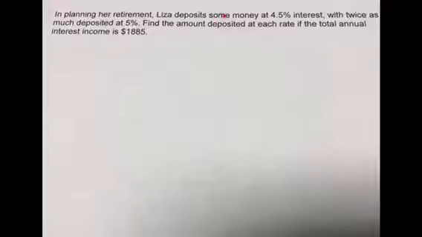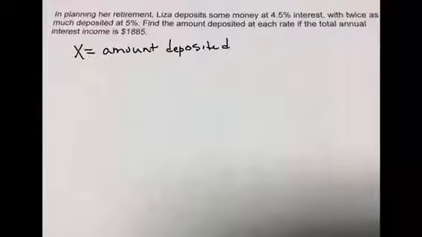First, what we'll look at is that Liza is depositing some money. So right here it says that she's depositing some money at 4.5% interest. So if we don't know exactly how much it is, we would say x equals the amount deposited at 4.5% interest.